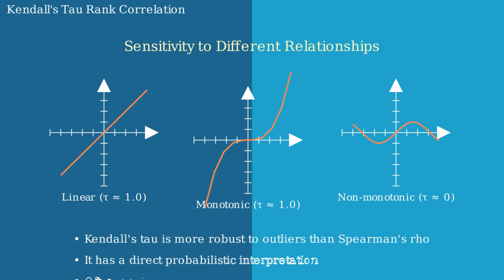Kendall's tau offers several advantages. It's more robust to outliers than Spearman's rho, has a direct probabilistic interpretation, and is often preferred for small sample sizes.